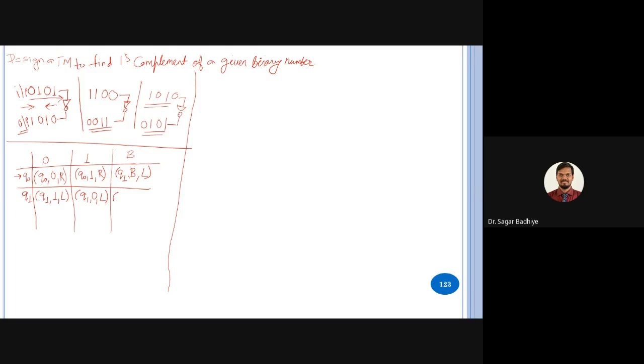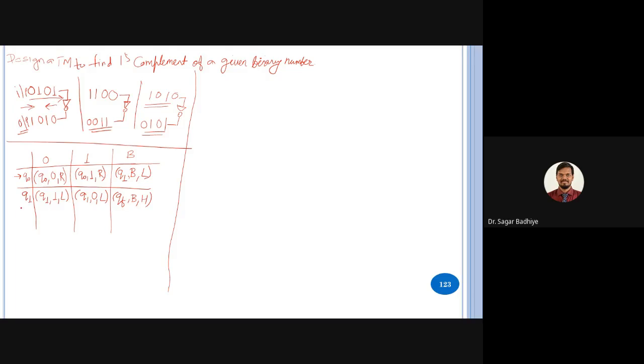As soon as you get a blank in Q1, this would be an indication that you have reversed the given input. You have obtained the one's complement of it. So you need to move to the final state. You may keep this blank as it is, and you can go to a halt state, or you can go to left or right, right.